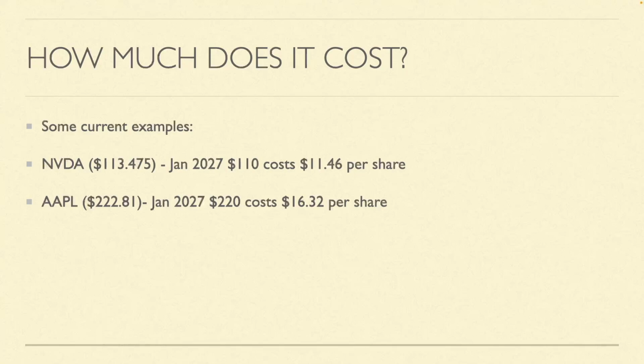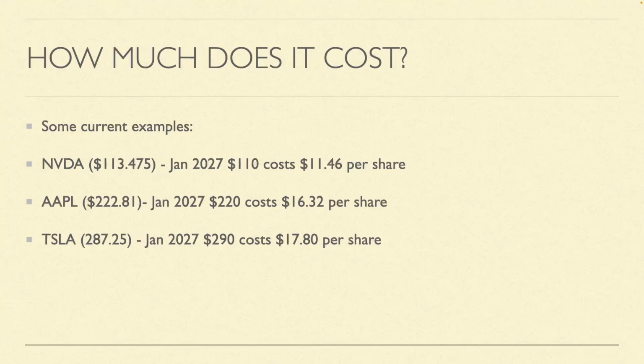Apple, trading around $222, almost $223. Same January 2027, a 220 synthetic long costs about $16.32 per share. Tesla, trading around $287. Same January 2027 synthetic long at a 290 strike price costs $17.80. Volatility is high right now and the calls cost more than the puts.